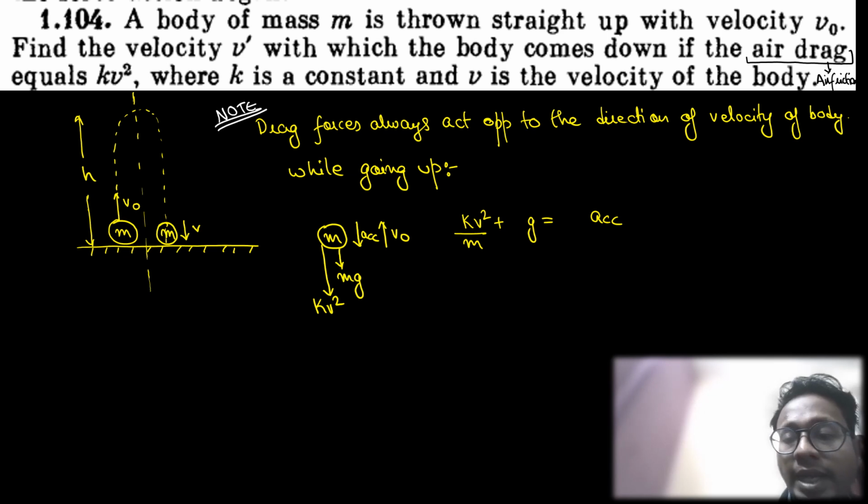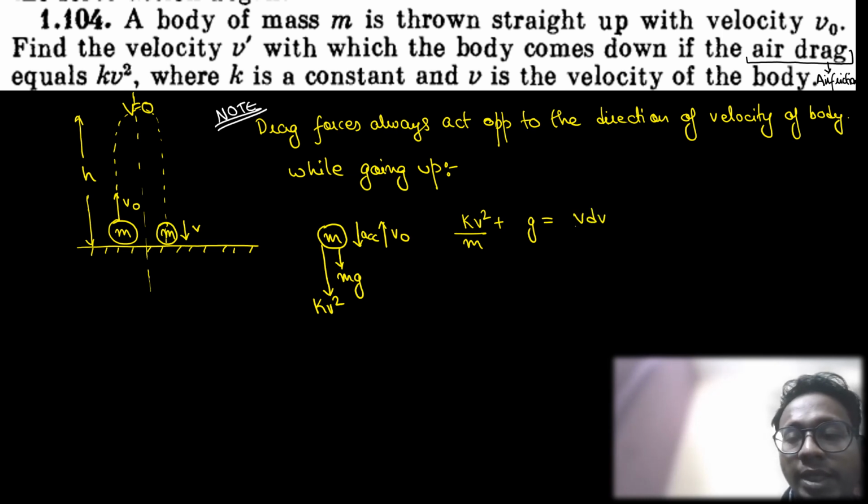Now acceleration can be written as v dv by dx. Why am I doing it? Because I'm trying to find out the maximum height. For that, I'll get a relation between v and displacement, and we always know at maximum height the velocity would be equal to 0. So I've written acceleration as a is equal to v dv by dx.